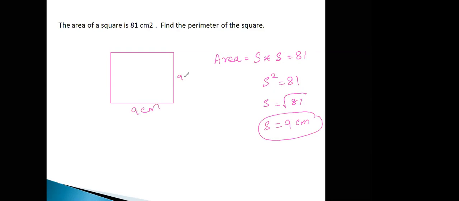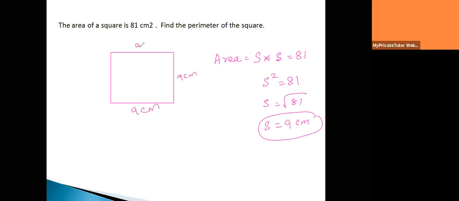And you know the perimeter. You just need to add all the sides. Excellent, Joseph. So 9 plus 9 plus 9 plus 9, or else 4 times 9, which is 36 centimeters. I hope that makes sense.